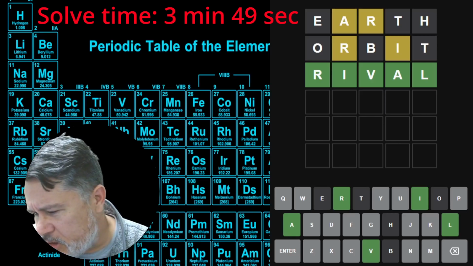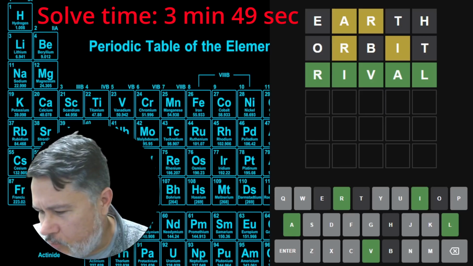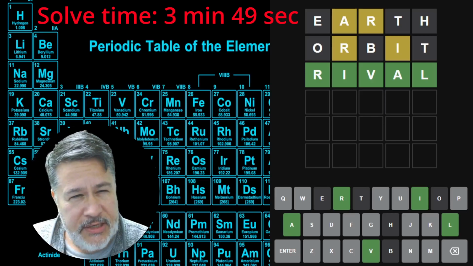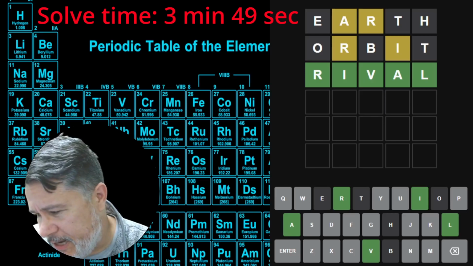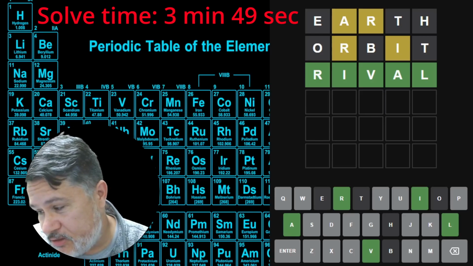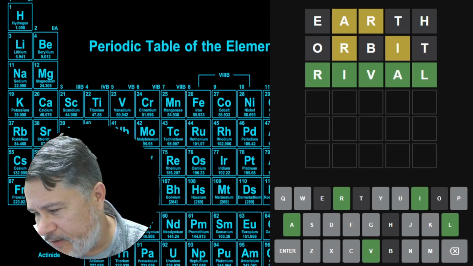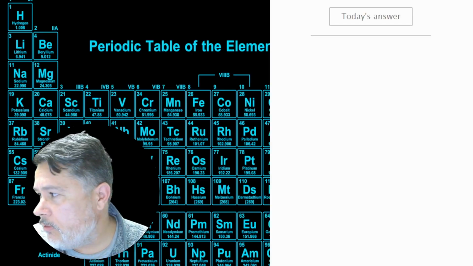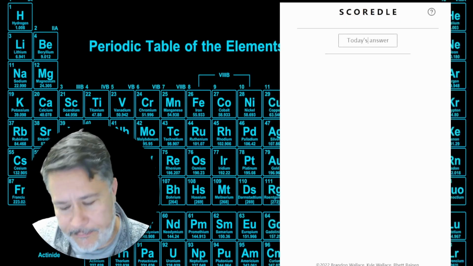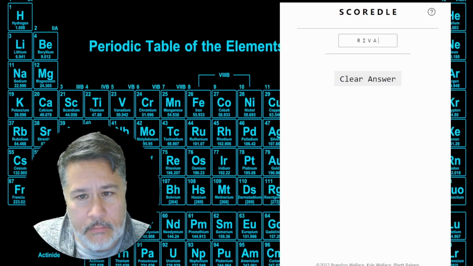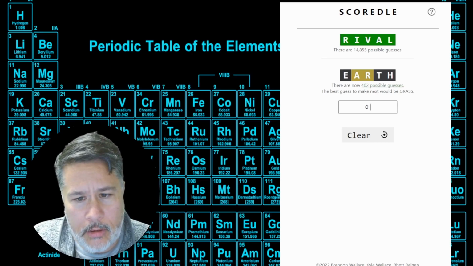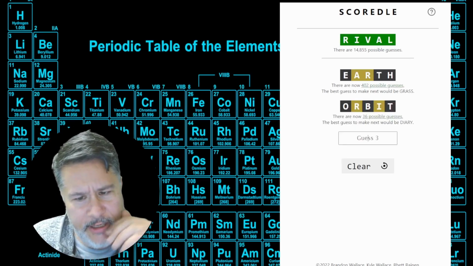Let's go to Squirtle. Let's start to put these in, and then I'll start to think about what the Squirtle potential solution would have been for today. So not too much to remember here. That's pretty pathetic if I can't remember that, right? So Squirtle, here we go, buddy. Rival, Earth, orbit. All right, let's think here.